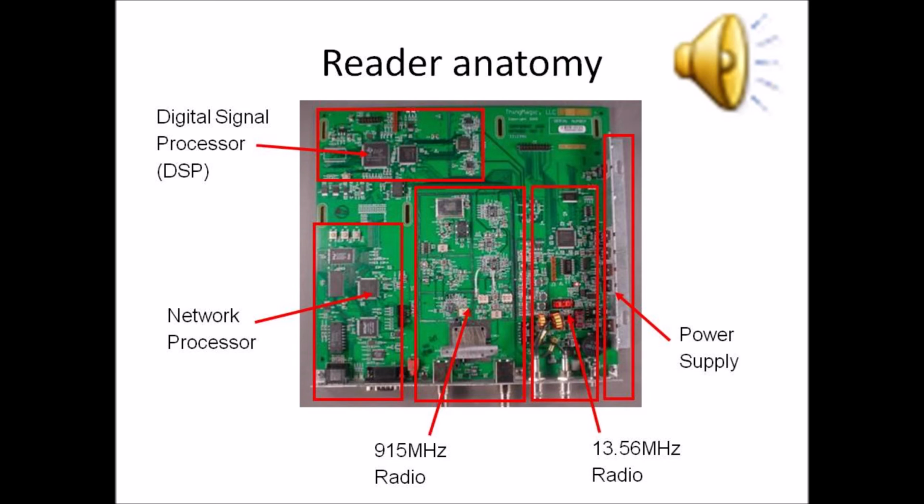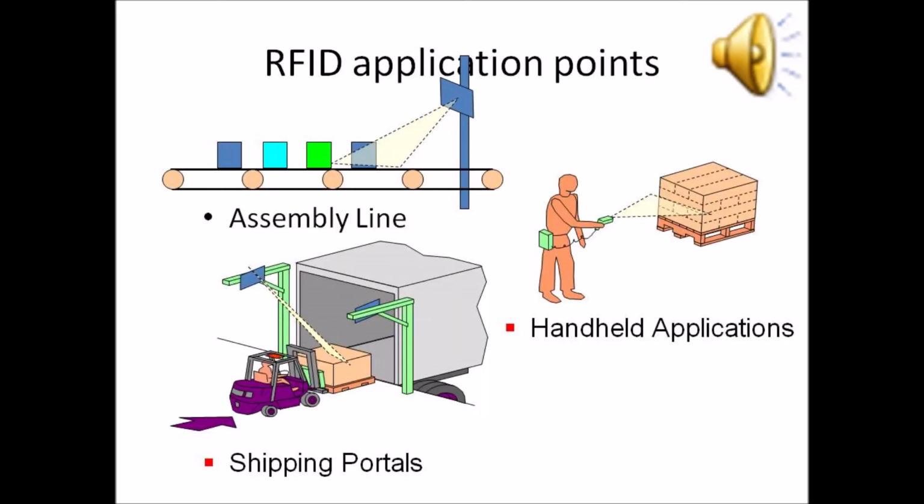Unlike your tags, which can be active or passive, the reader should be powered. And then you have a basic networking unit, a networking processor, and then you have a DSP unit to process whatever is scanned and do the needful accordingly.